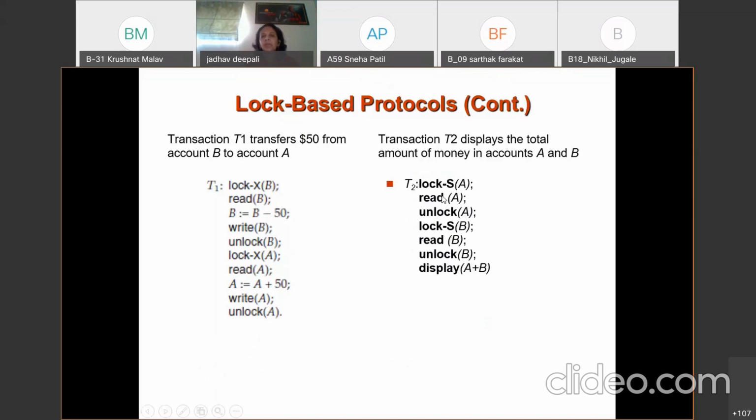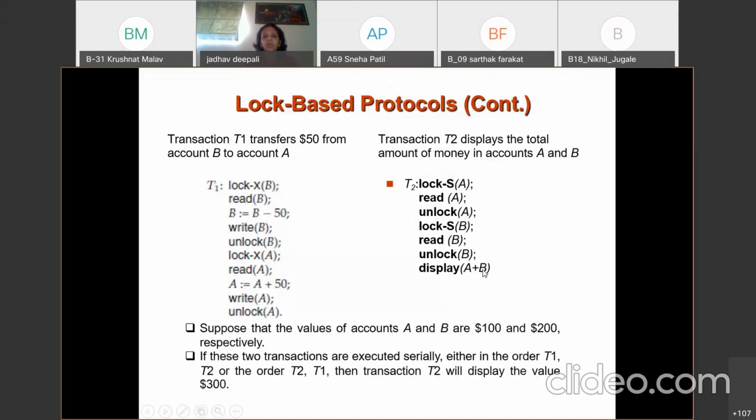So lock S A, read A, unlock A, lock S B, and unlock A. Now suppose we consider that account A has 100 rupees and account B has 200 rupees. If these two transactions are executed serially, first transaction T1 and then transaction T2, what value of A plus B is displayed? It displays 300.